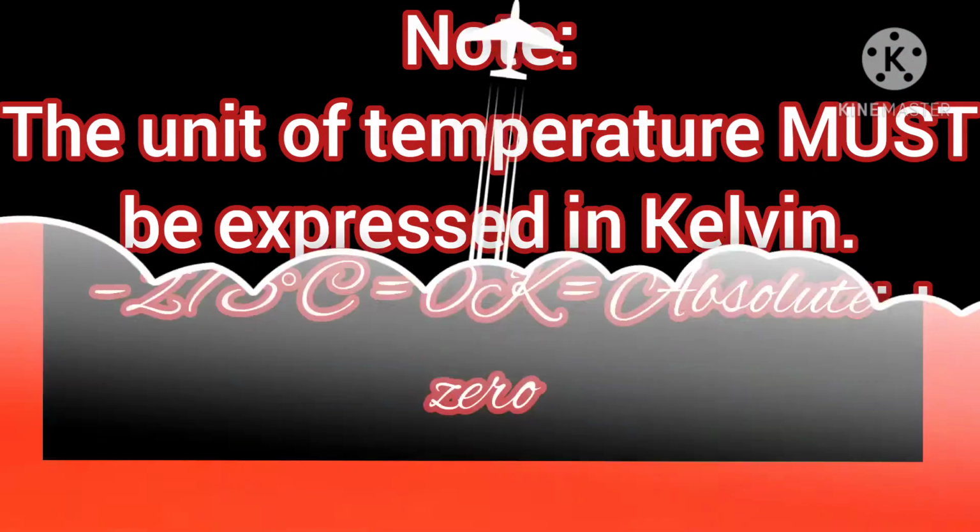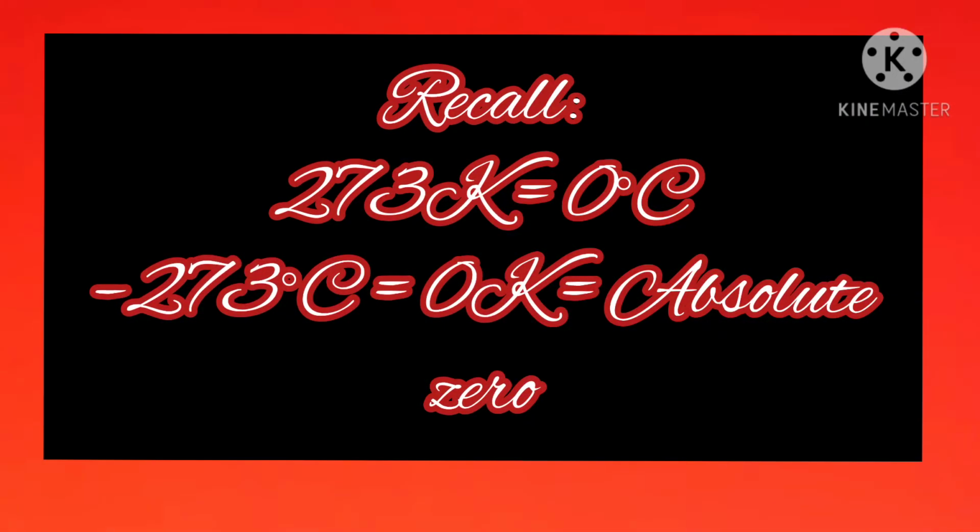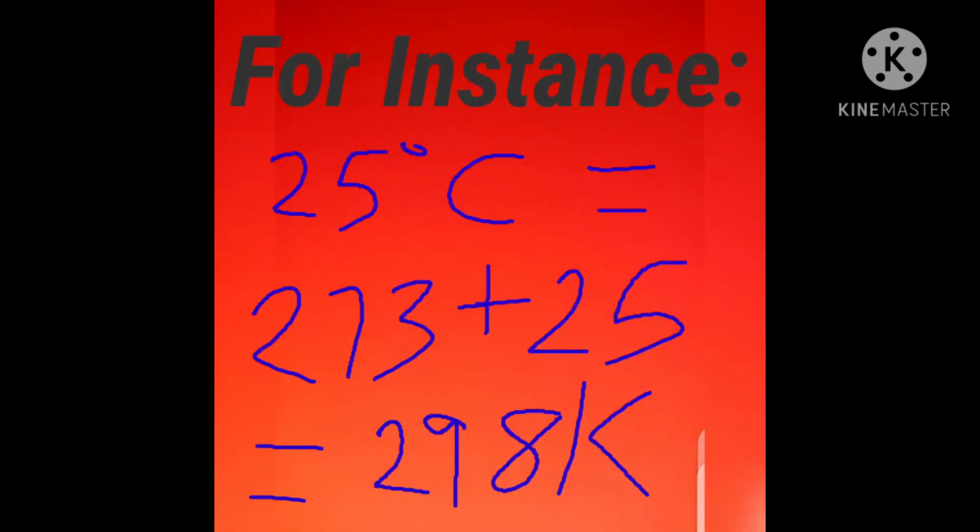Now, it has to be noted that the temperature has to be absolute temperature, which is temperature on the Kelvin scale. Now, recall that 273 Kelvin is equal to 0 degrees Celsius. So all calculations here must be converted to Kelvin temperature.